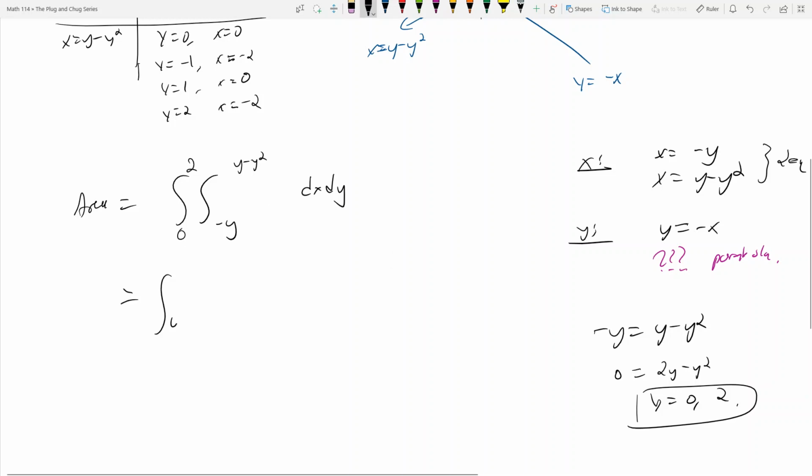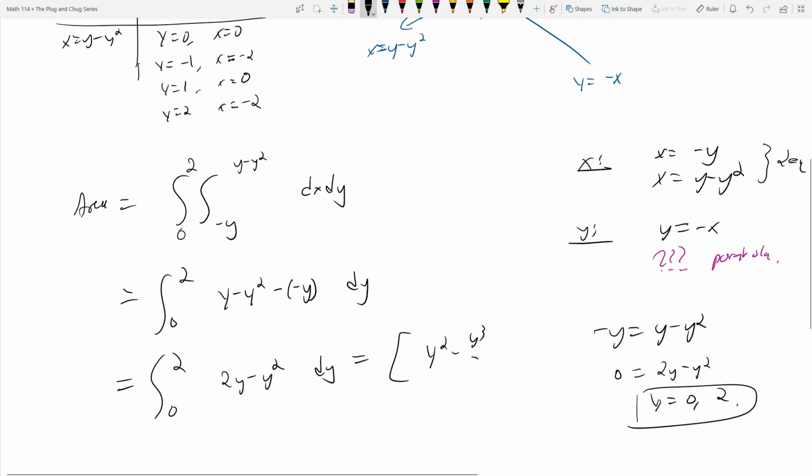So what happens when I integrate? I get the integral from 0 to 2 of y minus y squared minus a negative y dy. So if you do the integration out, that's what you get. And then you get the integral from 0 to 2 of 2y minus y squared dy. That's equal to y squared minus y cubed over 3, evaluated from 0 to 2. And you get 4 minus 8 thirds, which is 4 thirds, is going to be your answer. Okay?